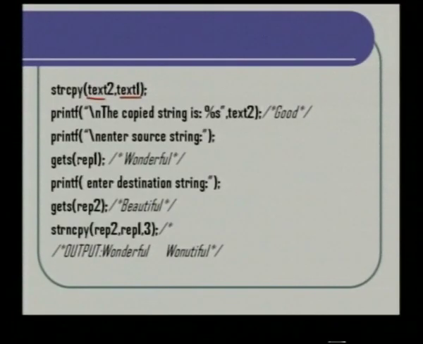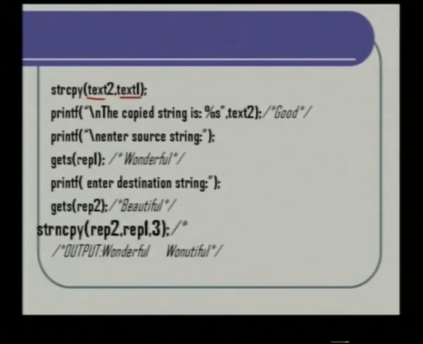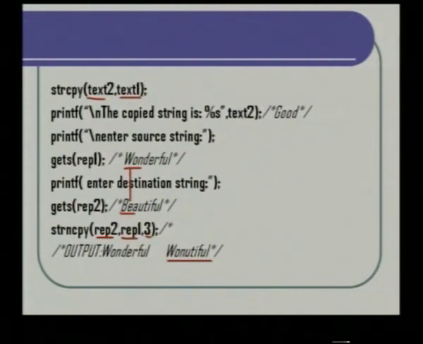I want to copy only the first 3 characters from wonderful to beautiful. So how am I going to do it? For that we have a function called strncpy: destination first, then source, then the characters to be copied. Here rep1 is the source, which is wonderful, rep2 is the destination, which is beautiful, and 3 characters. So the first 3 characters will override the first 3 characters of beautiful. This will be the output, WON, this first 3 will be replaced, UTIFUL.